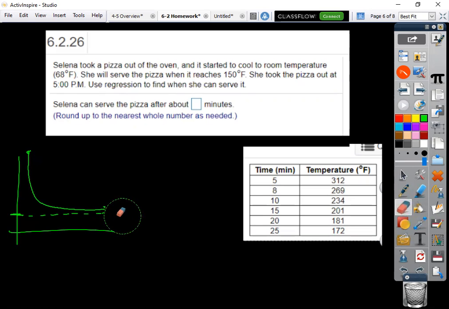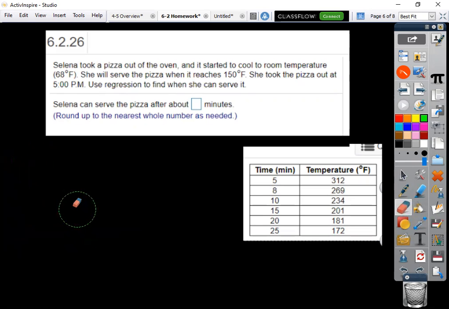And so Selena took some different temperatures of the pizza. You can see the first one was after it was out 5 minutes, down to 25 minutes. And the problem says she wants to serve it once the pizza gets to 150 degrees. And that's the question: how many minutes is it going to take before we get to 150 degrees down here?